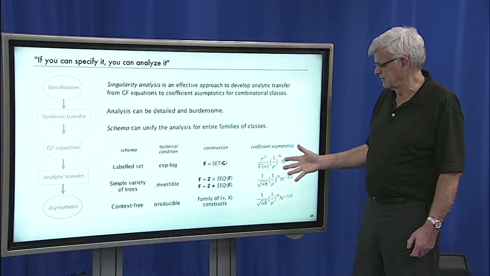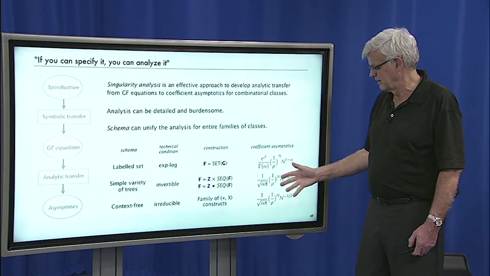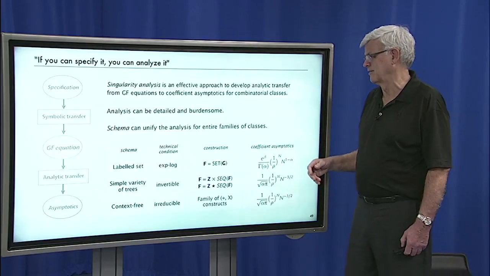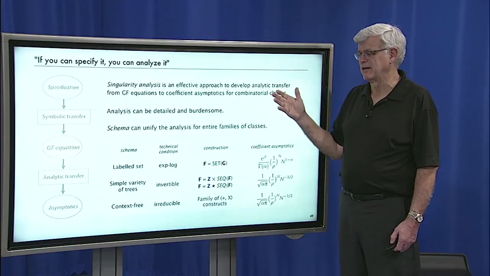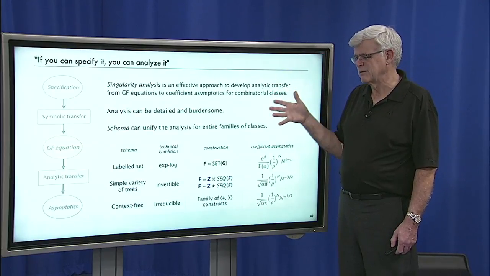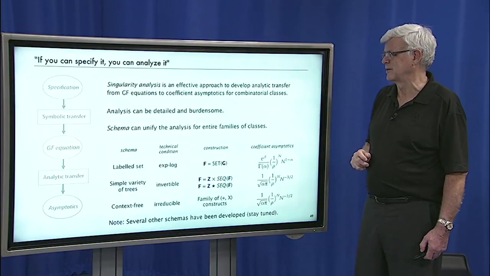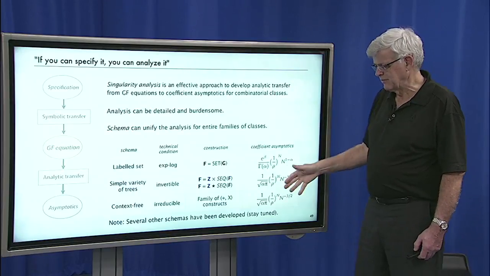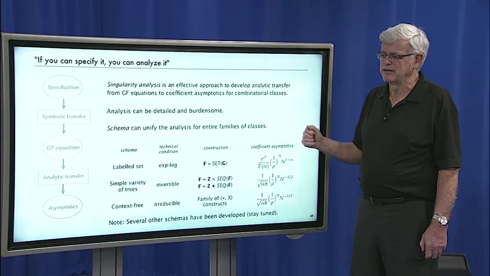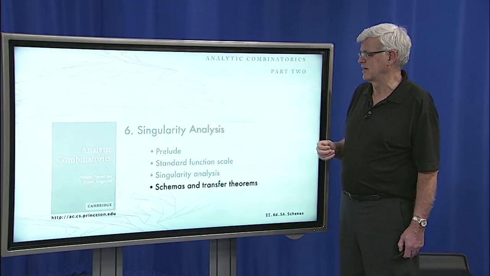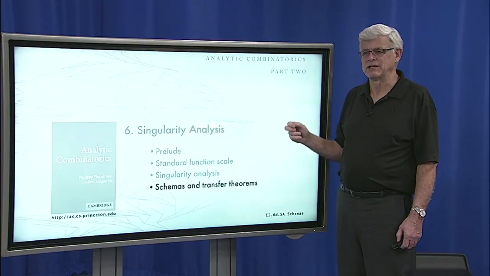In the first two cases, the computation of the constants is easy. In the third, it can be in particular examples. If you can specify it, you can analyze it. Singularity analysis is a very deep and important method that supports this statement of Philippe's. There are plenty of other schemas, and I don't have time to talk about them all in this introductory treatment. We'll talk about another one in the next lecture. So that's an introduction to schemas and transfer theorems based on singularity analysis.